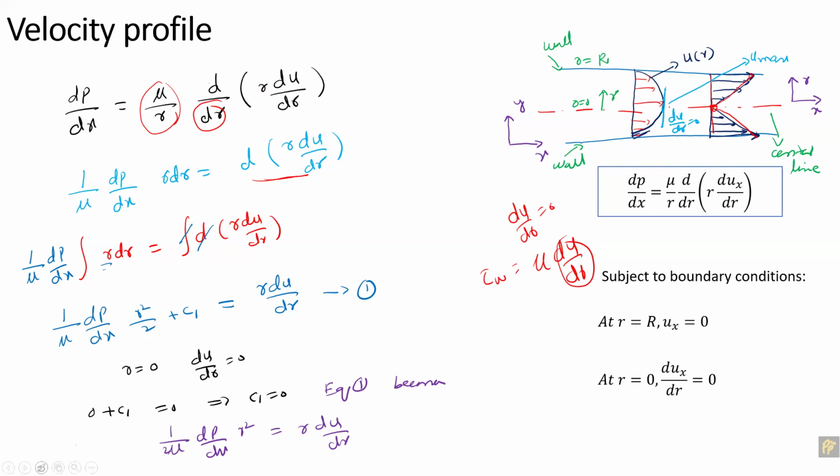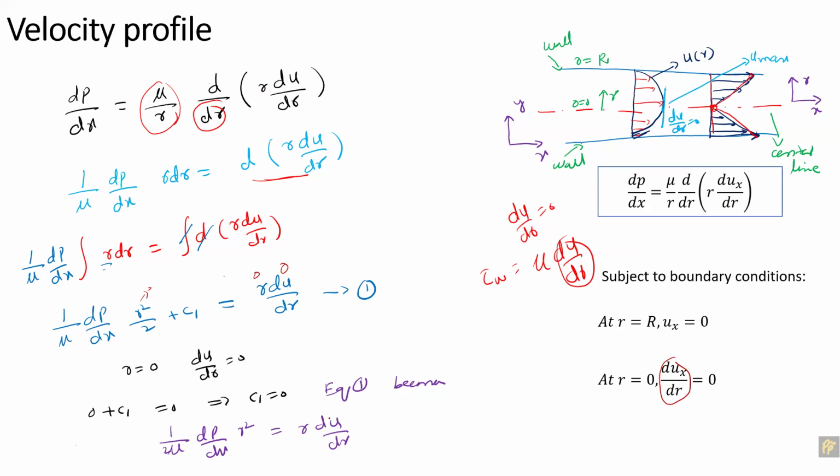But here you can see the first boundary condition says that at r equal to 0, the derivative of u with respect to r is 0. So du by dr is 0. So if you put this value, r is 0, du by dr is 0, and this r is 0. So this will become 0 plus c1 is equal to 0. So we can know that c1 is 0. So equation 1 can be written as 1 upon mu dp by dx r square upon 2 is equal to r du by dr.